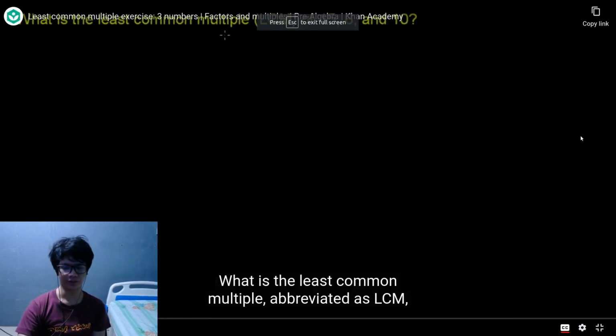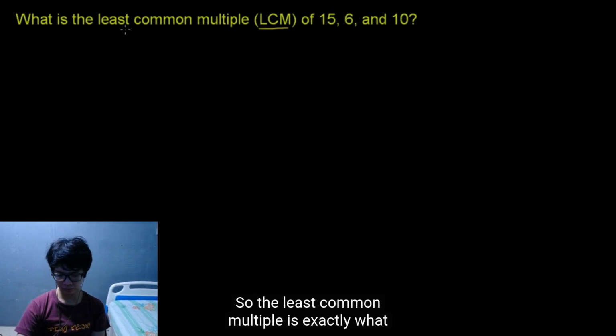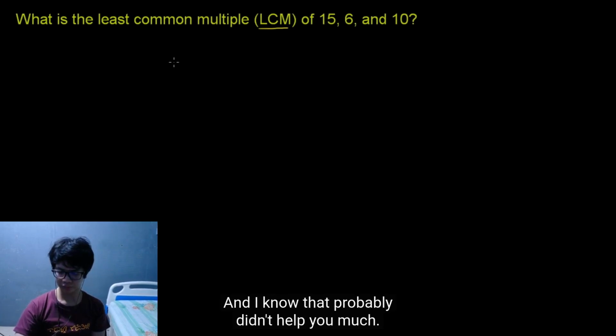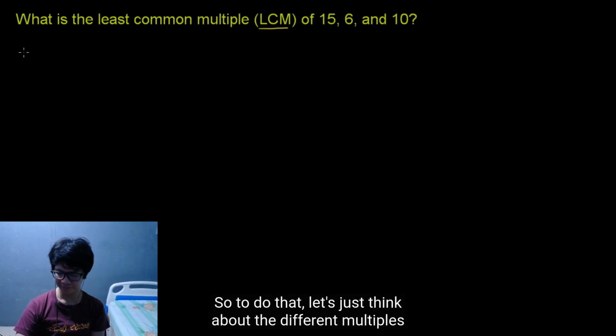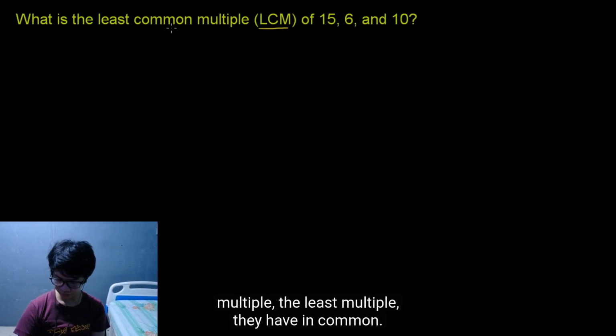What is the least common multiple, abbreviated as LCM, of 15, 6, and 10? So the least common multiple is exactly what the word is saying. It's the least common multiple of these numbers. And I know that probably didn't help you much, but let's actually work through this problem. So to do that, let's just think about the different multiples of 15, 6, and 10, and then find the smallest multiple, the least multiple they have in common.